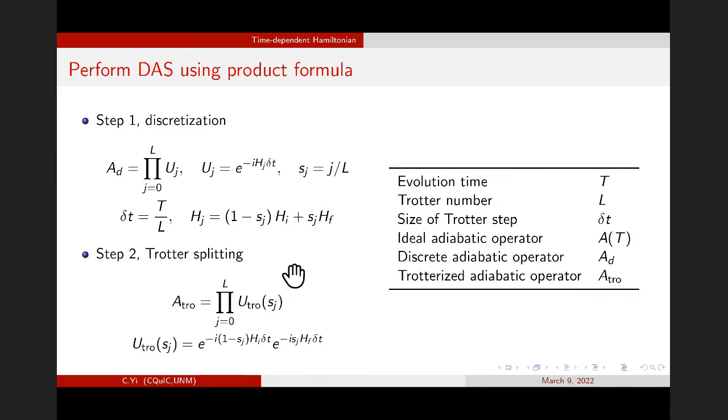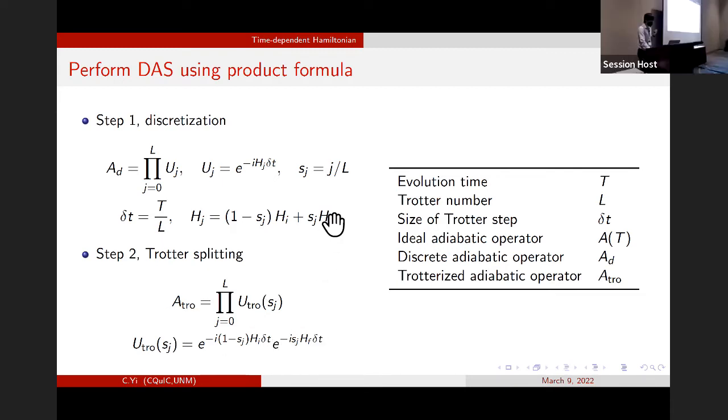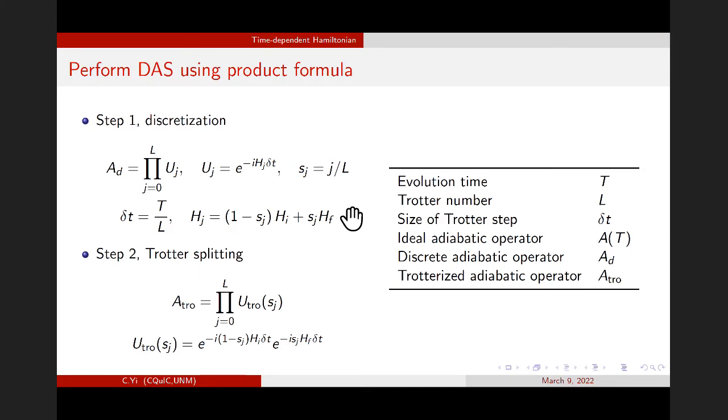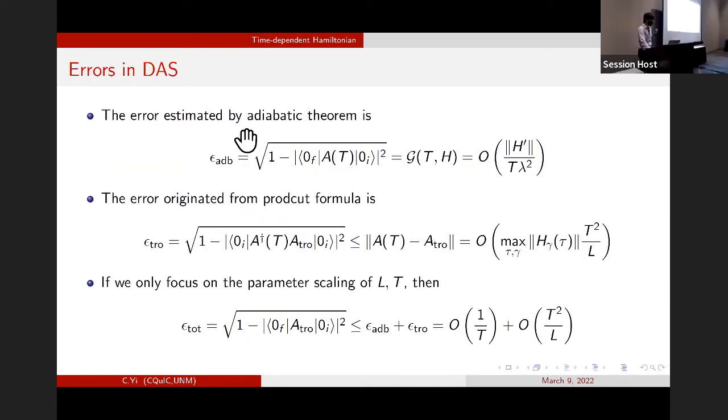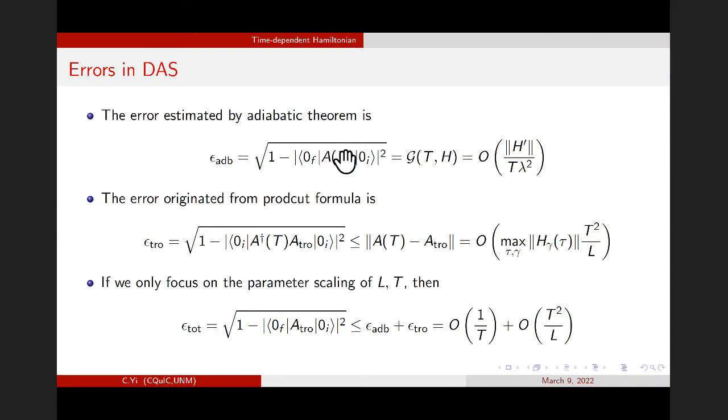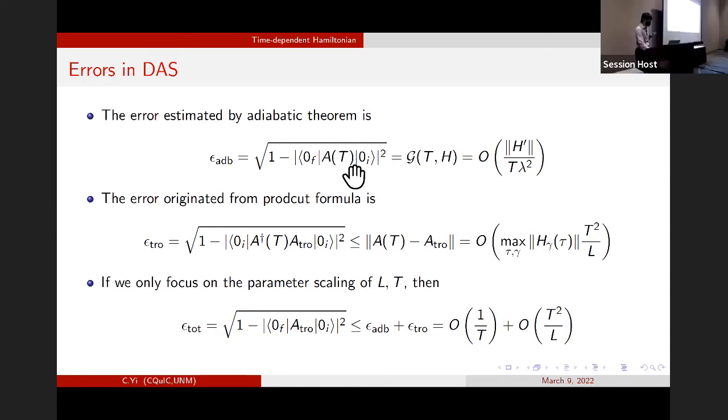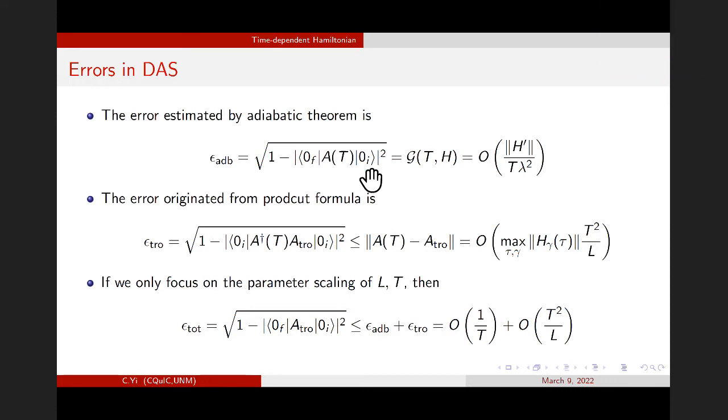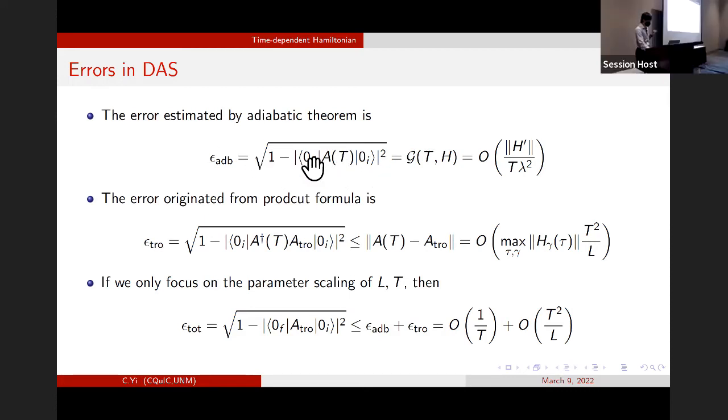So eventually, we want to compare the difference between the state generated by this operator and the ground state of the final Hamiltonian. In standard analysis, we can separate the error into two parts. The first part comes from the adiabatic theorem. That is to say, even if we can construct this unitary operator efficiently, there's still some difference between the evolved state and the ideal state. And this error is estimated by the adiabatic theorem.